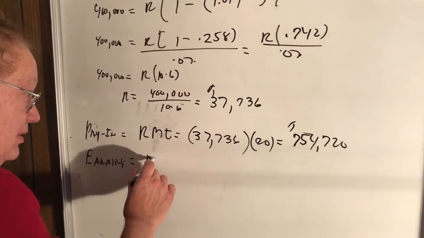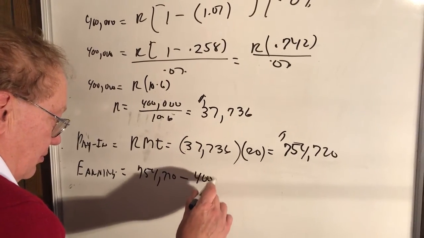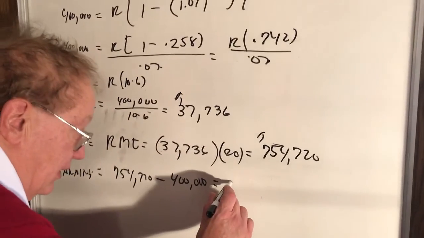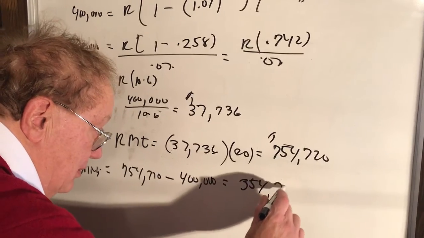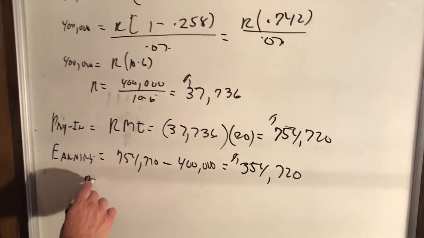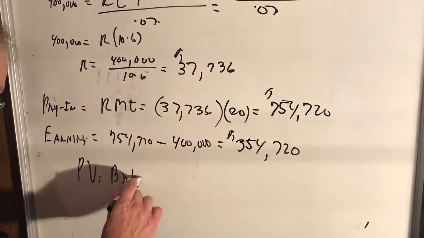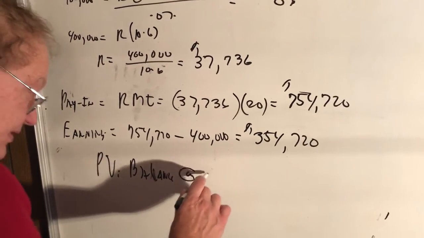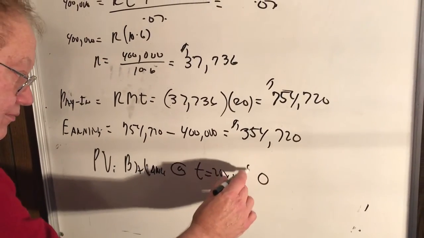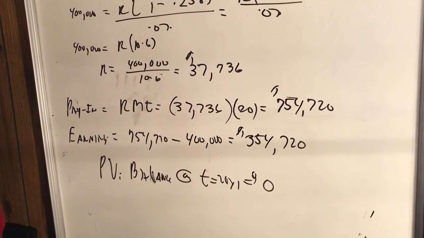So my earnings is 754,720 minus 400,000. That's what I put down, right? Yeah. So it's 354,720. So that's pretty good. Because now at the end of your period, since this is a present value, my balance at t equals 20 years is 0 in the account. But I made a good chunk of money here. It's good for maybe a retirement account.